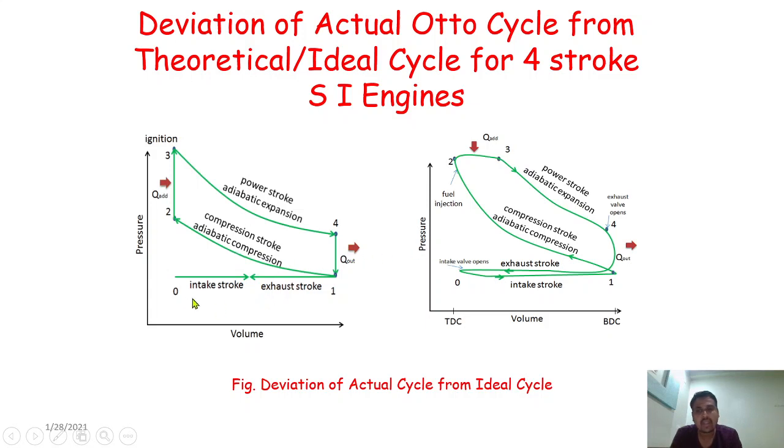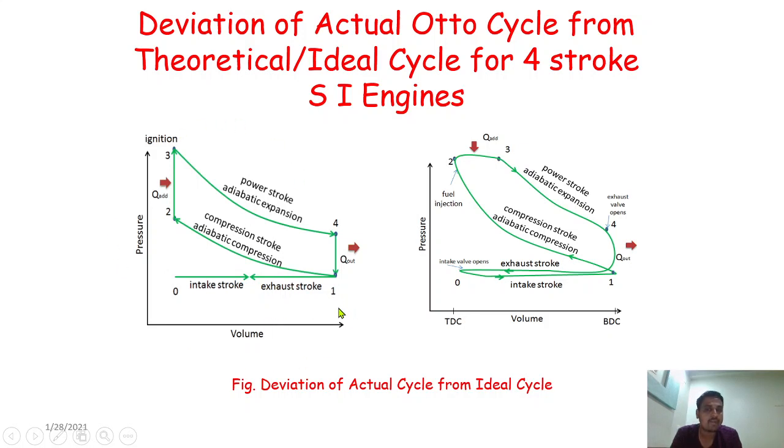We know the different curves of the Otto cycle. 0 to 1 is suction, 1 to 2 is compression, 2 to 3 is heat addition, 3 to 4 is expansion, 4 to 1 is heat rejection, and 1 to 0 is again exhaust. This is the theoretical Otto cycle.